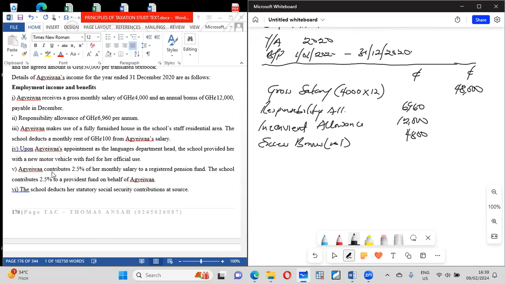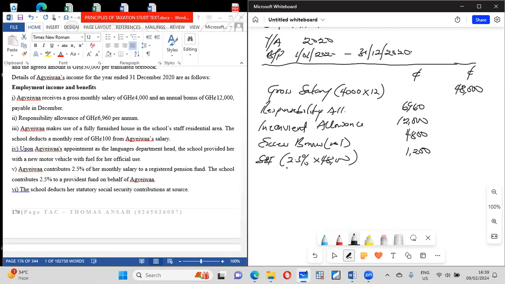All right, then we are told that Ejewa contributes 2.5% of her monthly salary to a registered pension. The school also contributes 2.5% for her. So the part that the school contributes is a benefit. So it's like a provident thing sort of. So that is 2.5%, multiplied by 48,000. So 0.025 multiplied by 48,000 gives me 1,200.